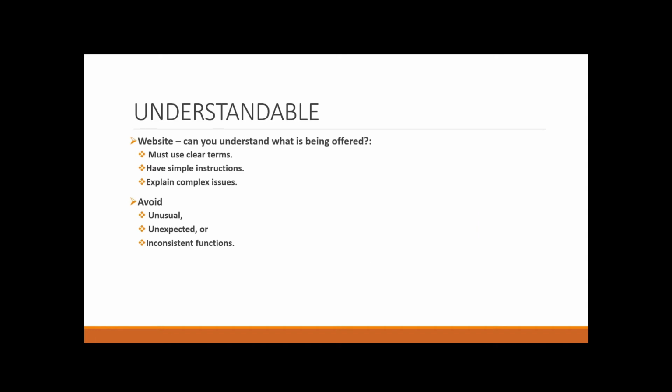To understand what's on your website, you must use clear terms, have simple instructions, and explain complex issues. You must also make your website function in a way that your users understand, by avoiding unusual, unexpected, or inconsistent functions.